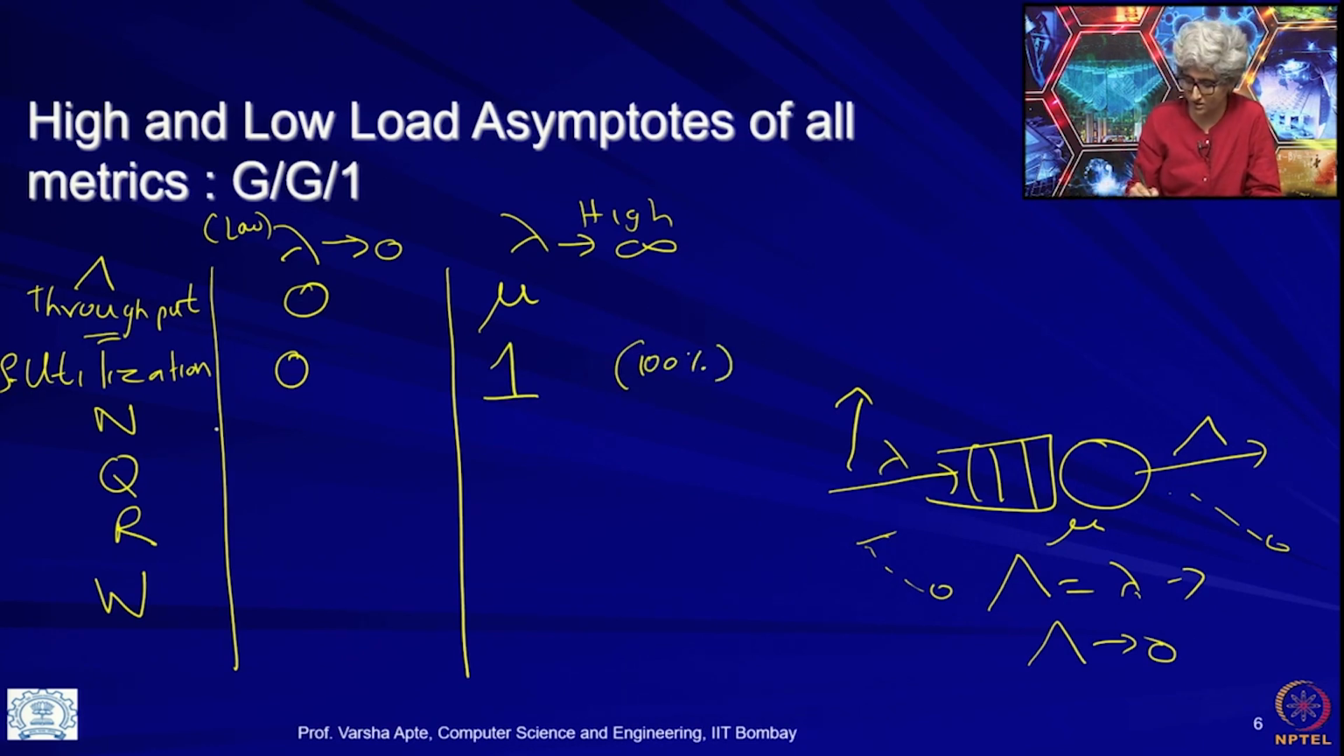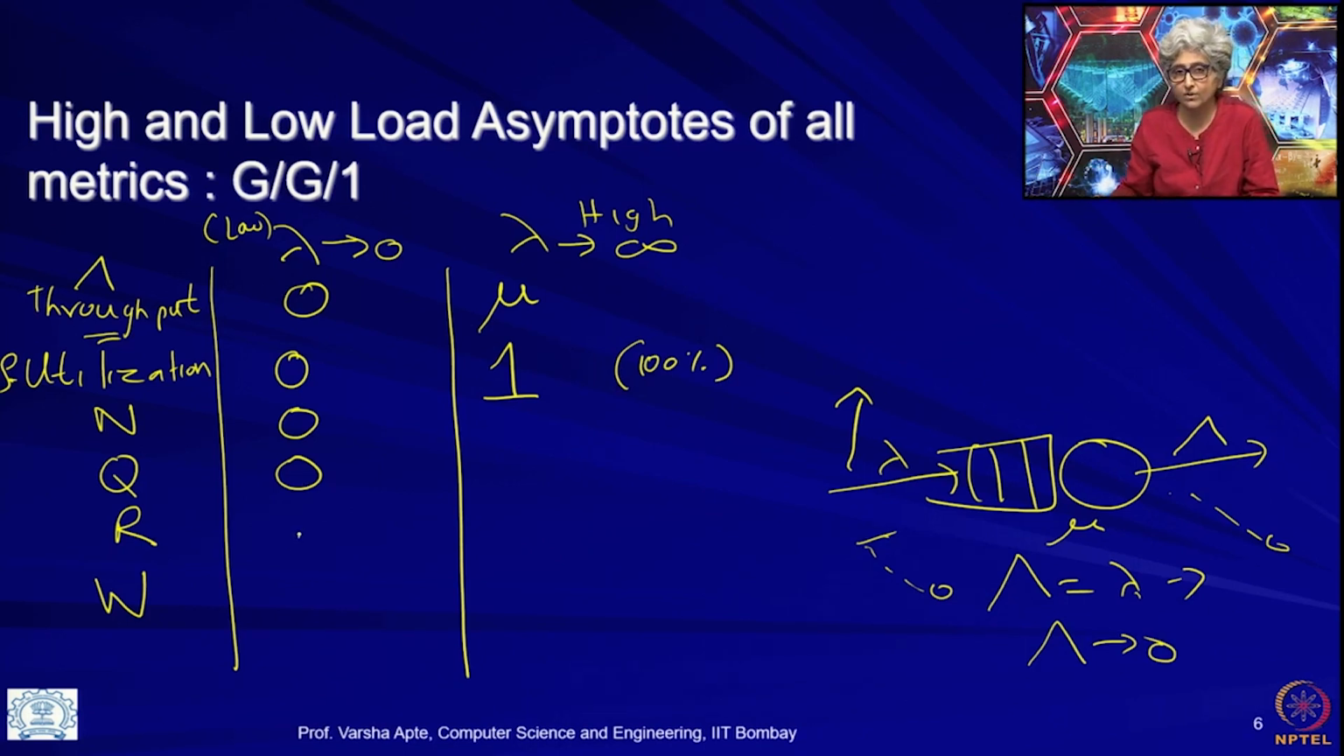What about number in system, number in the queue, response time and waiting time? These are very important. So, when there is very little coming into the system, most of these will go to 0, there will be hardly anybody in the system, there will be hardly anybody in the queue. As a limiting value, if nothing is coming to the system, if lambda is really 0, then these two should be 0.